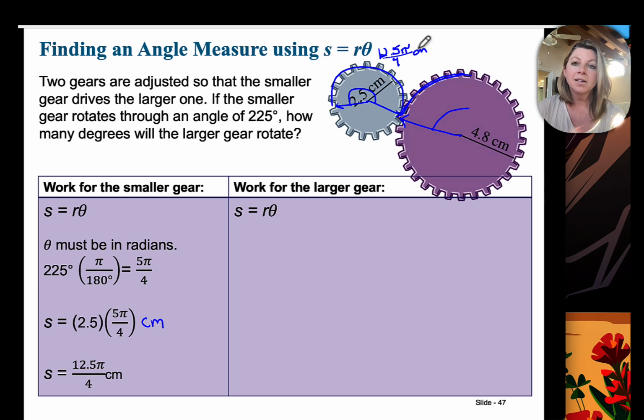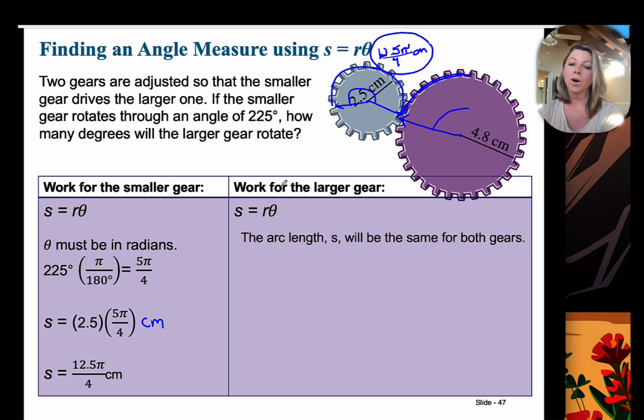What I'm getting at is the arc length, or lowercase s, for the small gear is the same as it is for both gears, the large gear and the small gear. So here that is written up for you. The arc length s will be the same for both gears. Okay, so let's use our formula, s equals r theta. We're working with the large gear now and plug in what we know. We know that s is 12.5 pi over 4, and we know that r is 4.8 centimeters. We don't know theta. It's unknown, and that's okay.